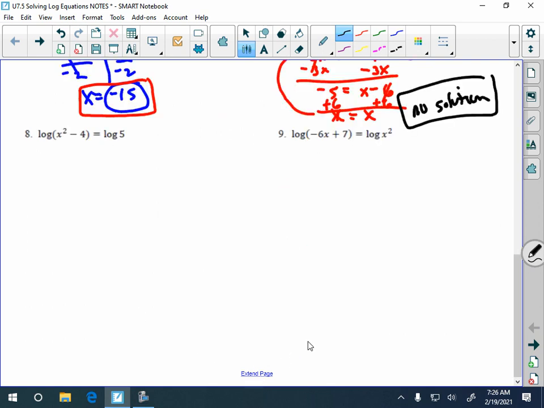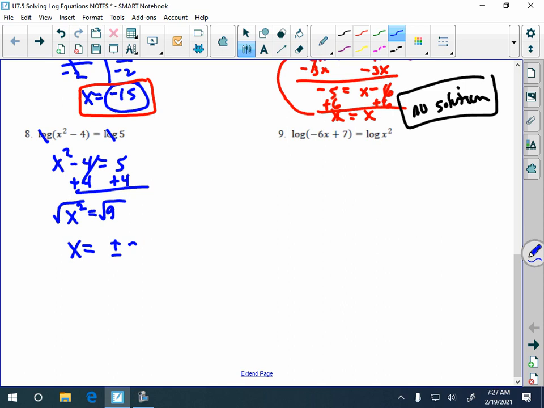All right, number 8. We have one log equaling another log. So x squared minus 4 equals 5. Because there's an x squared in this problem, a lot of times you're going to have to use factoring, but because there's no x term in this problem, I can use the square root method by adding 4 to both sides. Square root. And remember, when you take the square root, you've got to use plus or minus. So our two possible choices are positive 3 and negative 3. Now we go and check to see if we can have both answers, or one or none.